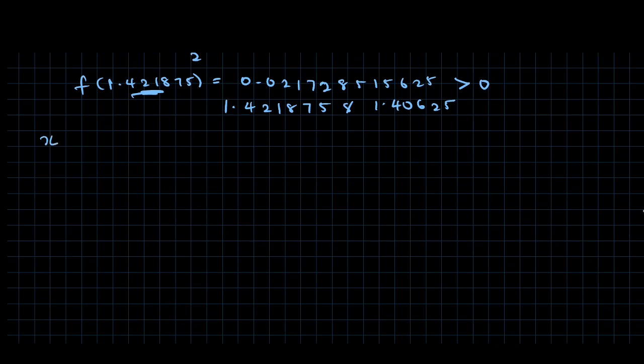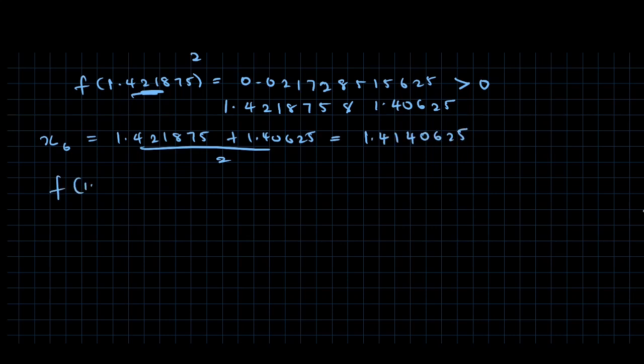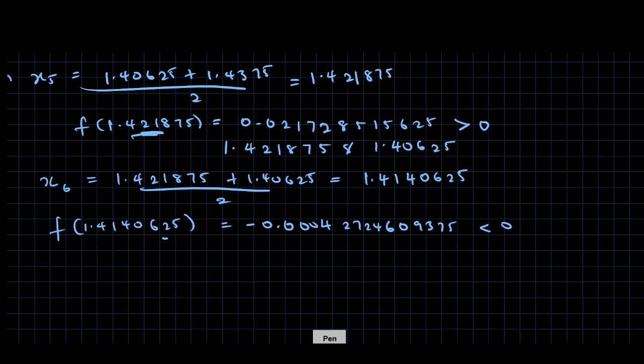So now our seventh midpoint is equal to (1.42 plus 1.40625) all over 2, which is going to be equal to 1.41400625. If you put this into the equation, it's going to be this squared minus 2, which is going to give you minus 0.0004272460937, which is less than 0. We look for what was greater than 0 last, which is this. Now, as you can see, this is approximately 0, it's basically 0.